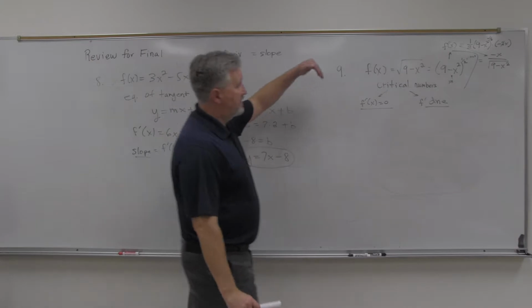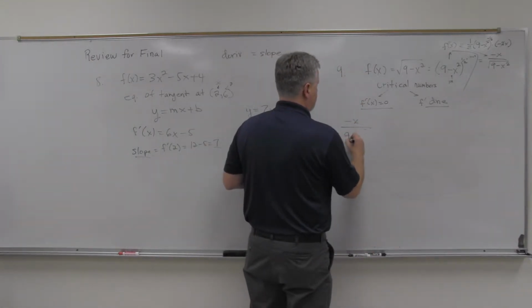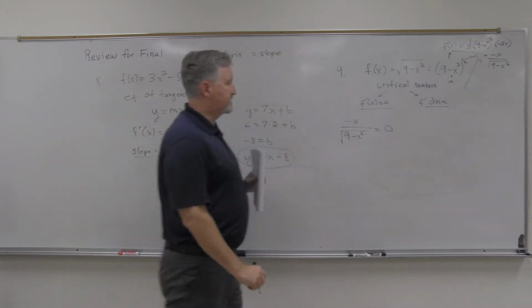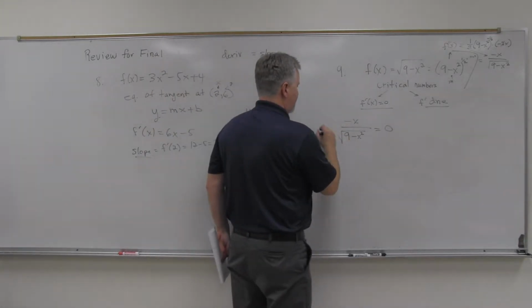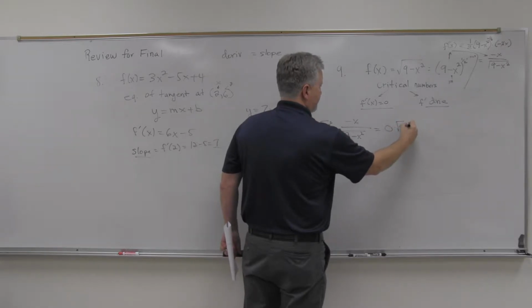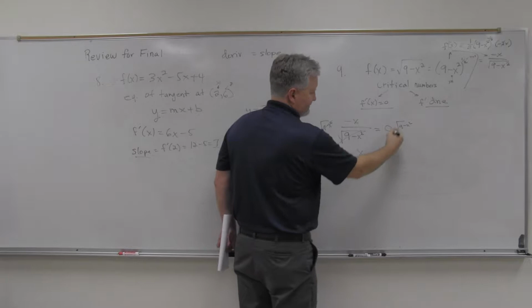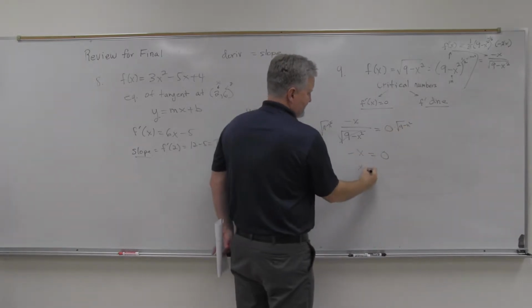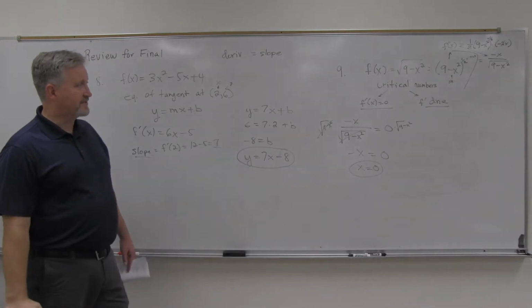First of all, set that equal to 0. That's going to be a pretty easy one to solve. Just multiply both sides by the square root of 9 minus x squared, so that'll cancel that out. We just have minus x equals, and that's still 0. So that's just x equals 0. So this one does have a critical number of x equals 0.